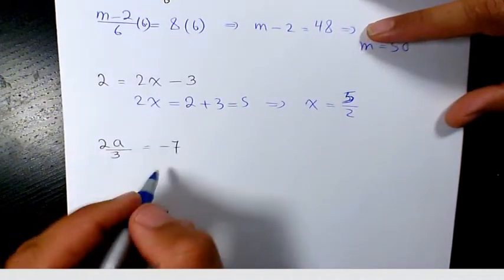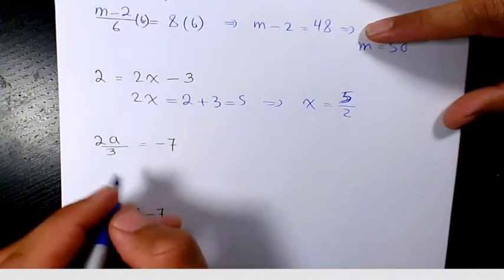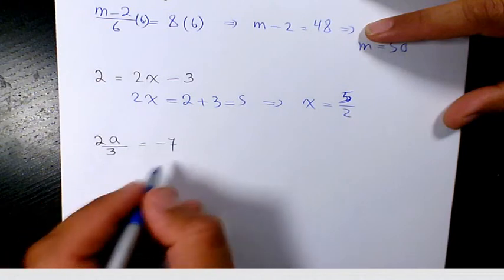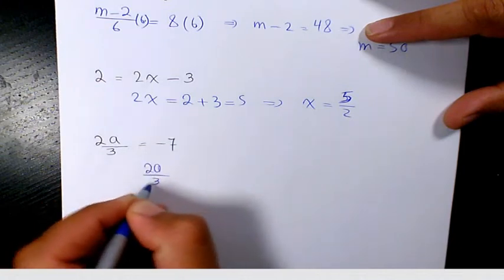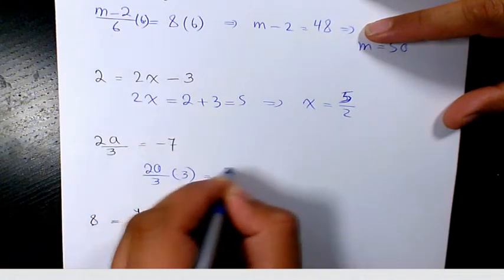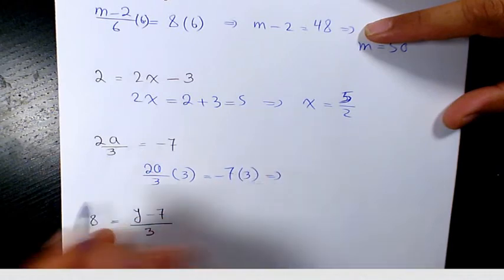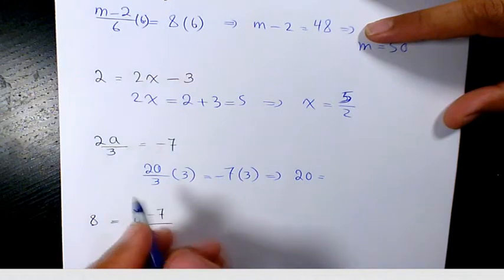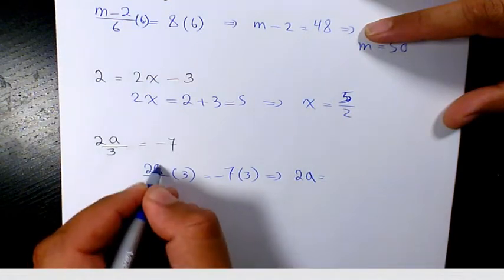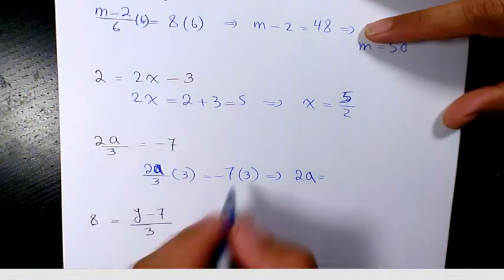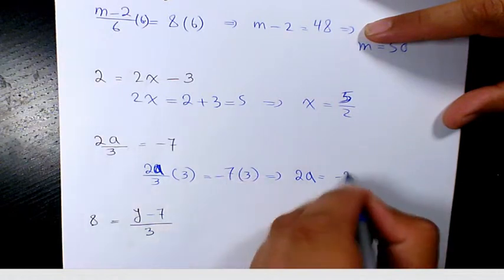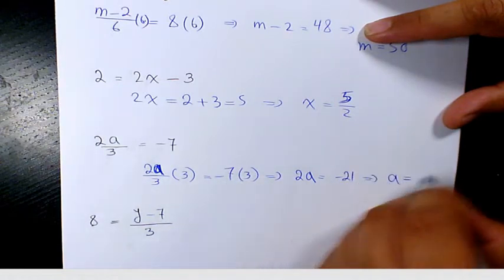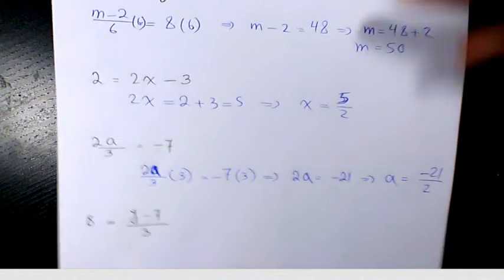2a divided by 3 equals to negative 7. So what I need to do, I need to multiply both sides by 3. So 3 and 3 cancel out. We have 2a. That's 2a, not 20. Equals to negative 21. So a will be negative 21 divided by 2.